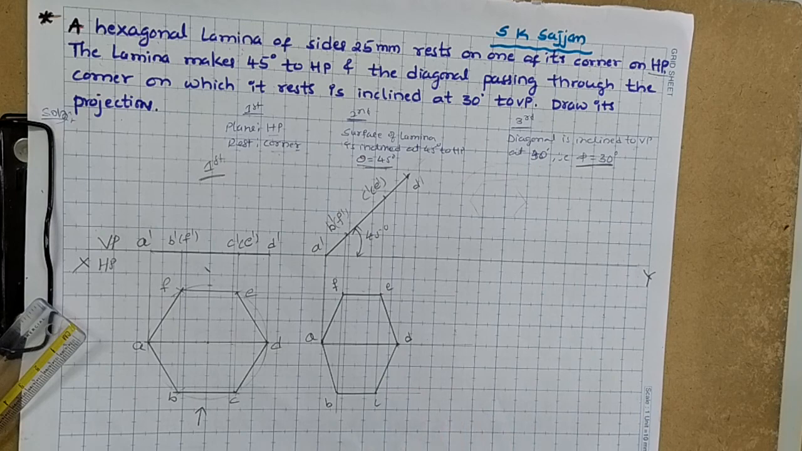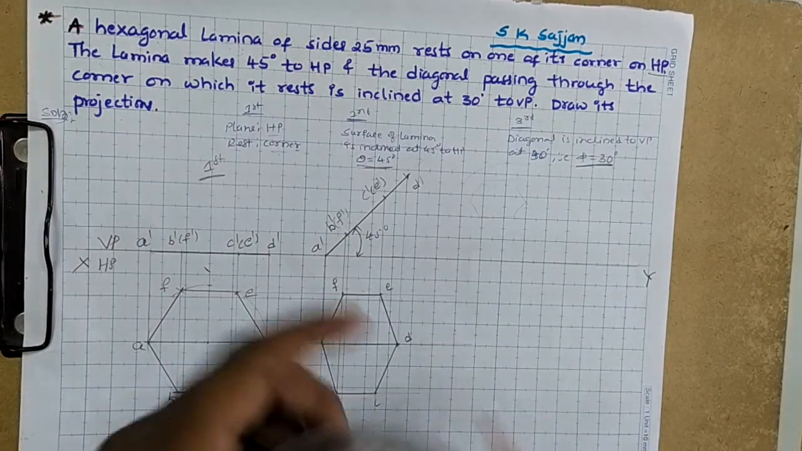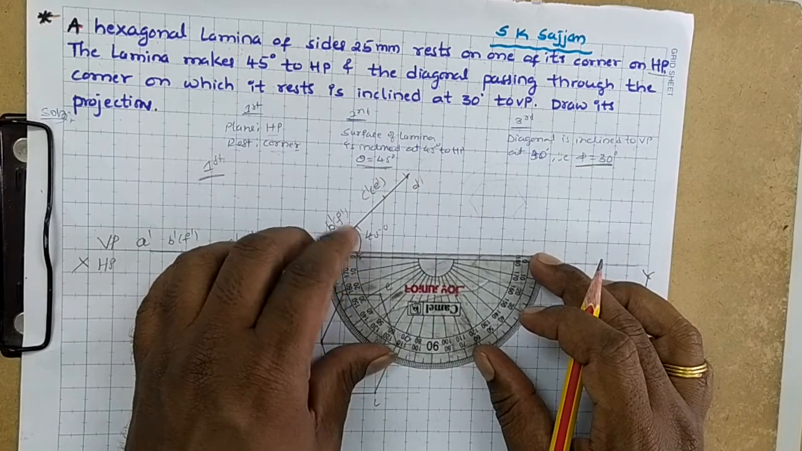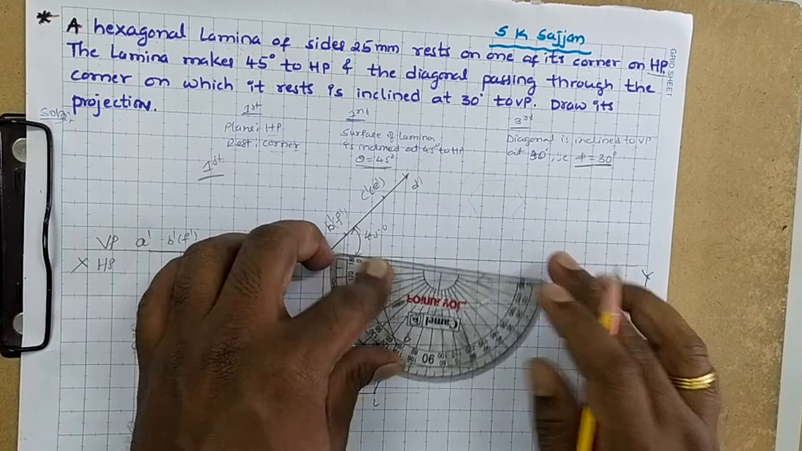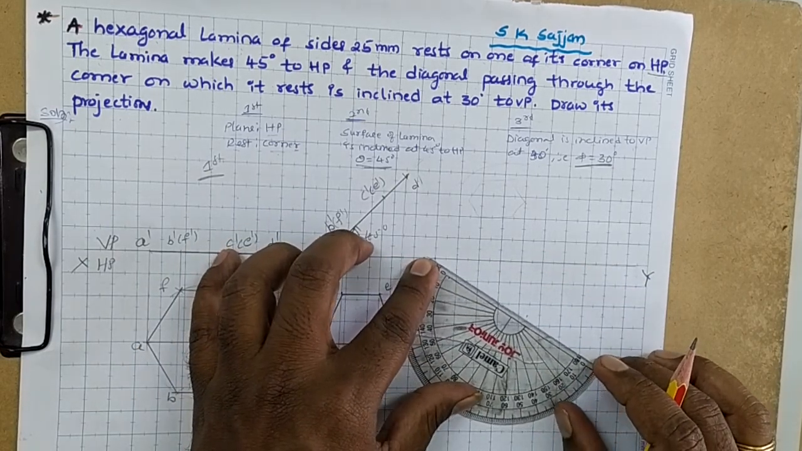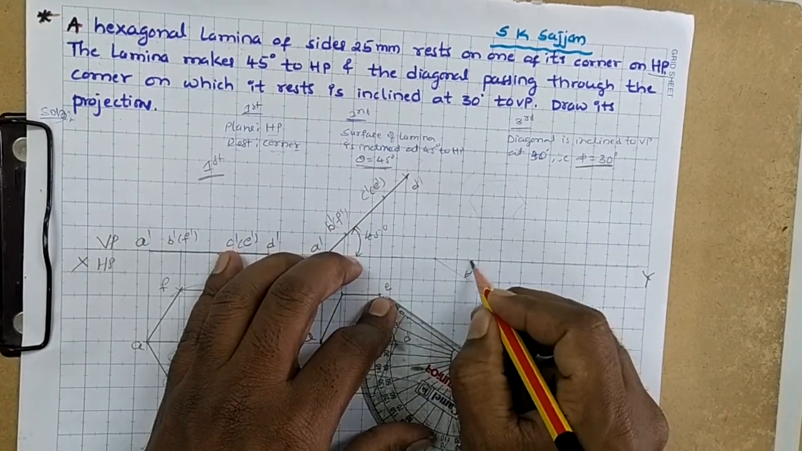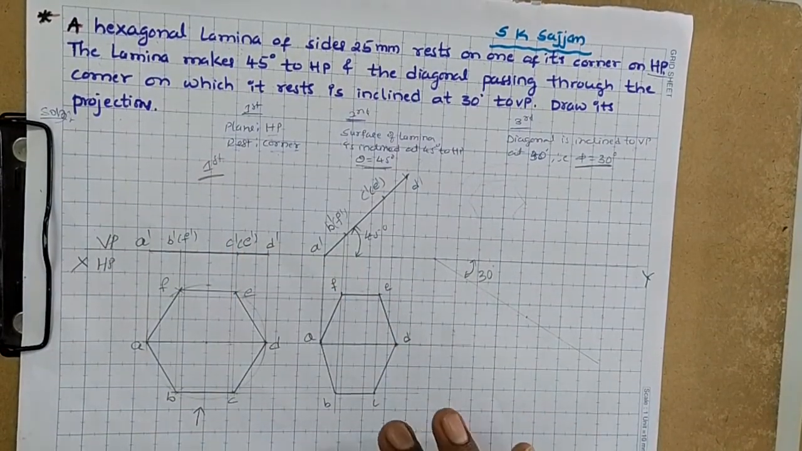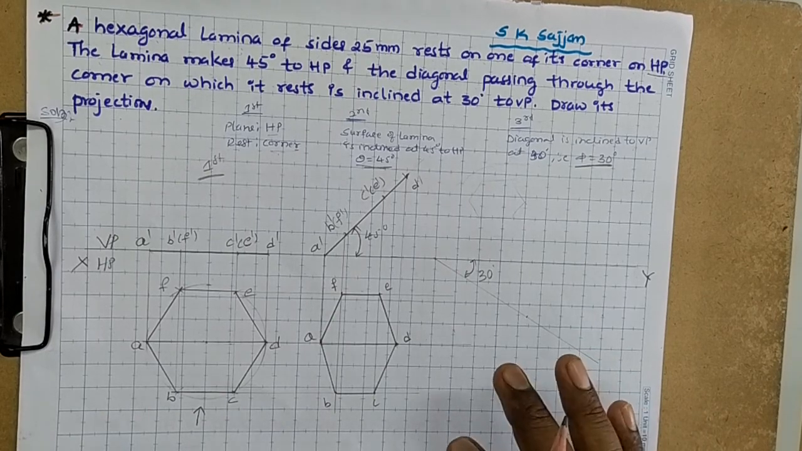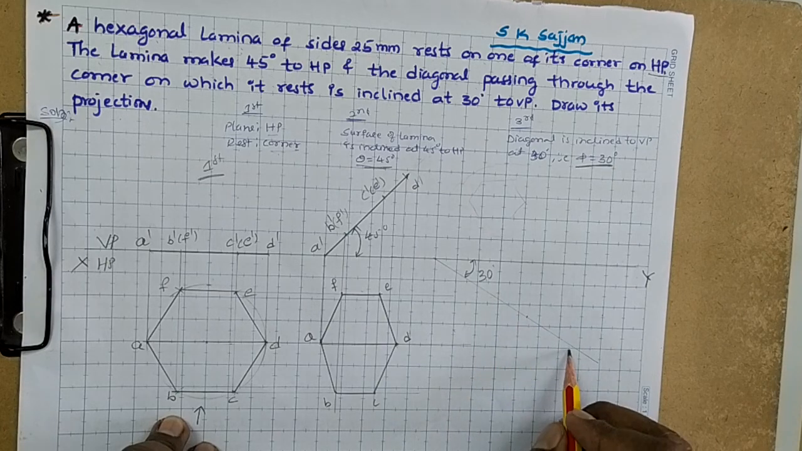First, whatever is given, I will draw 30 degree to VP. I take any point here on the XY line and take 30 degree below the XY line. Take 30 degree, 30 is here, draw the line. This angle is the true angle. We know that apparent angles are measured with respect to apparent length, and true angles are measured with respect to true length. Since it is a true angle, we have to draw the true length of the diagonal on this line.